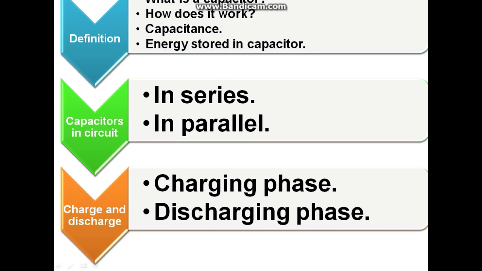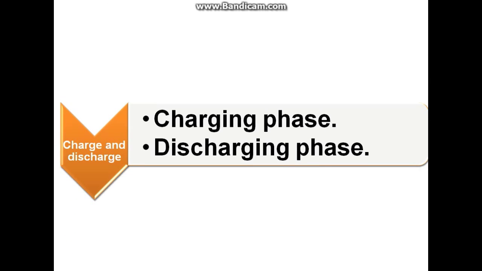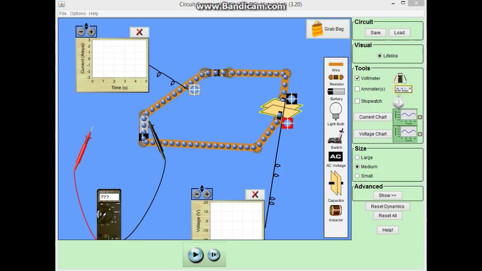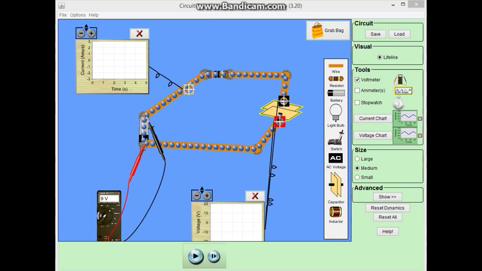Move to the last part to analyze the charging phase and the discharging phase of the capacitor while it is in series with the resistor. We built a circuit using the Circuit Construction Kit Virtual Lab. You can find the links to download it below my video. So I will turn on the circuit.